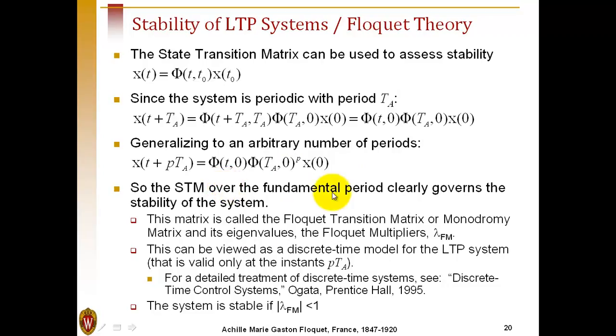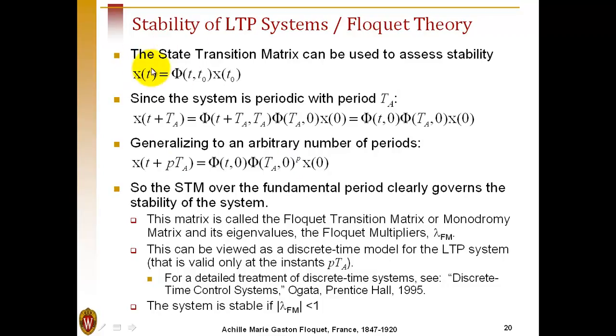And in Floquet theory, this matrix is called the Floquet transition matrix. It's the state transition matrix over 1 period of the system. And its eigenvalues will be called the Floquet multipliers. And we'll see later that they govern the stability of the system, similar to what you might see if you take a class on discrete control, where you have a similar relationship.